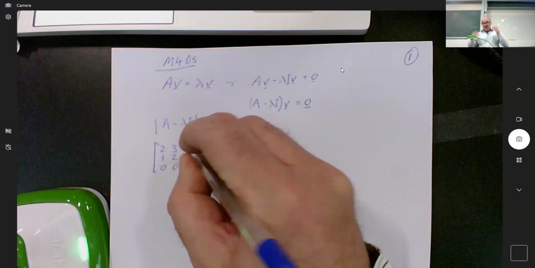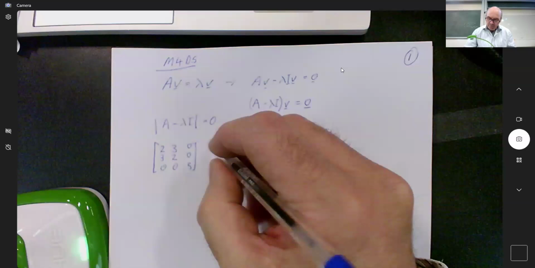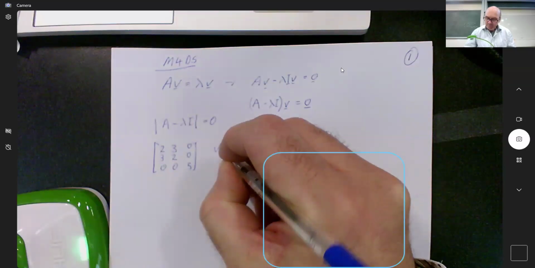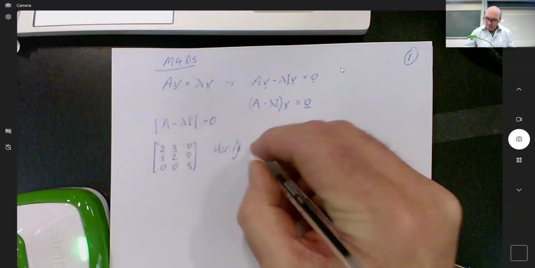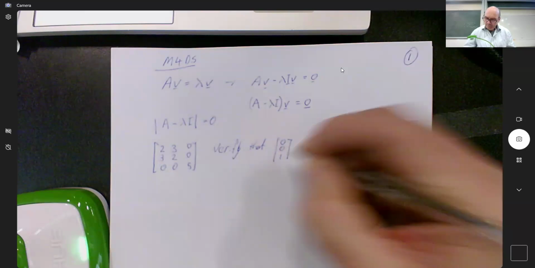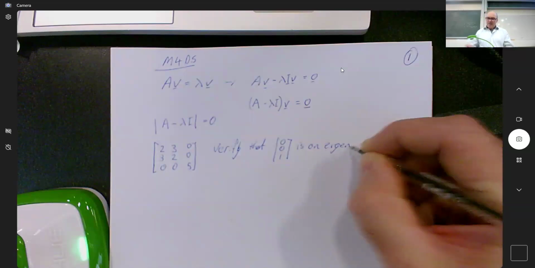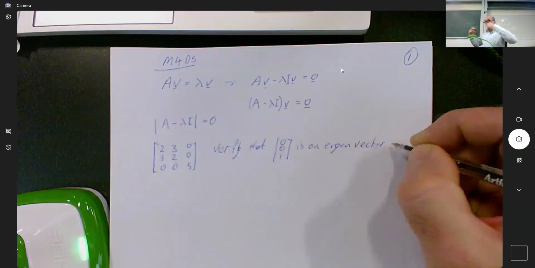We're going to try and do that. So typically they will tell you. An exam question might go, here's a matrix, here's a vector, verify that this thing is an eigenvector. All right, this means do the multiplication.